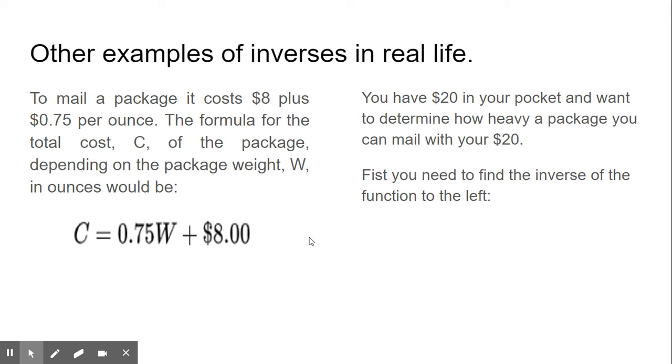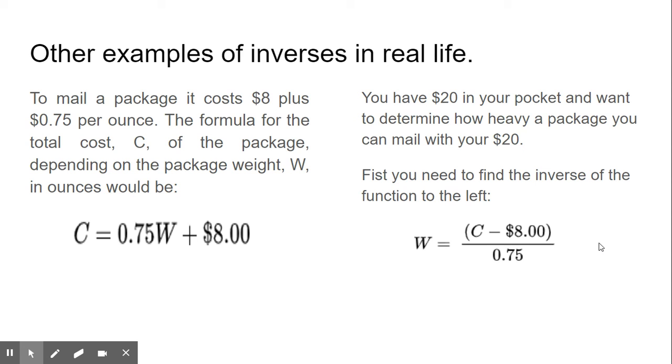Other examples of inverses in real life. Let's say you have to mail a package and it costs $8 plus 75 cents per ounce. The formula for the total cost C of the package, depending on the package weight W in ounces, would be C equals 0.75 W plus $8. You have $20 in your pocket and you want to figure out how heavy a package can you mail with your $20. First thing you need to do is find the inverse of the function to the left.